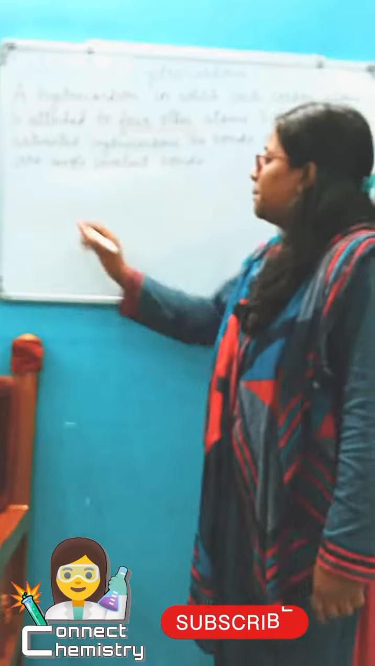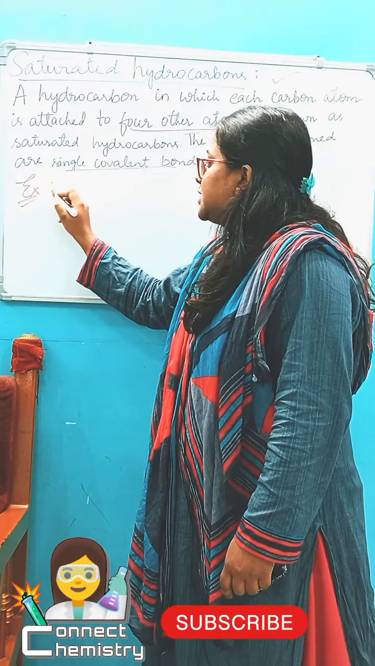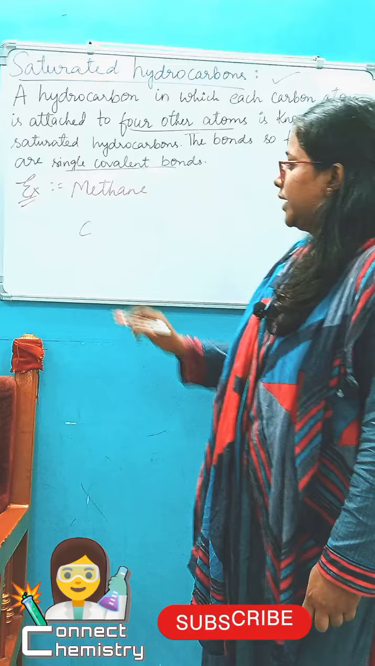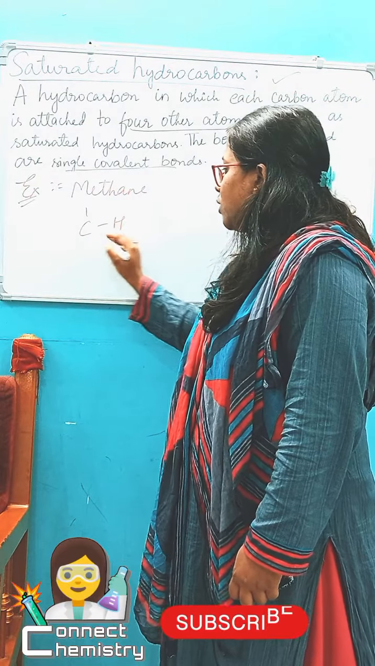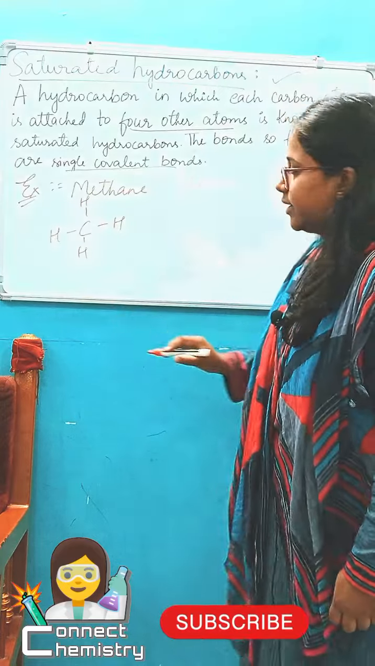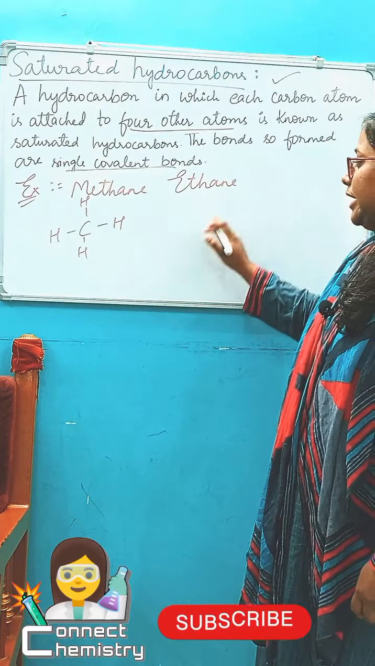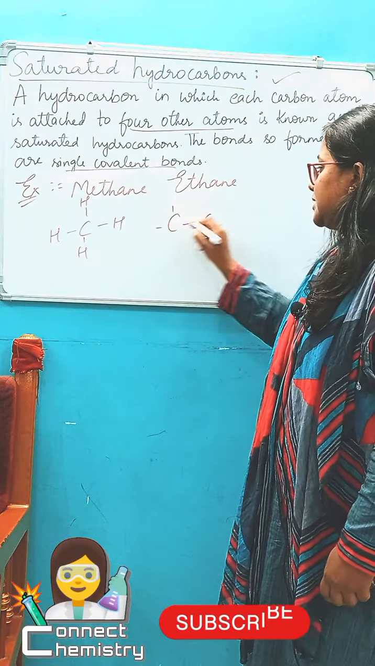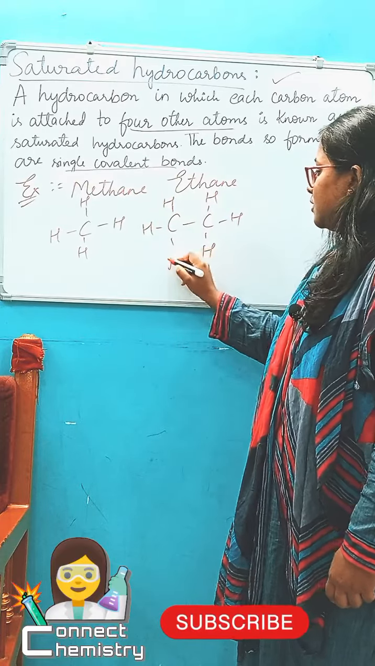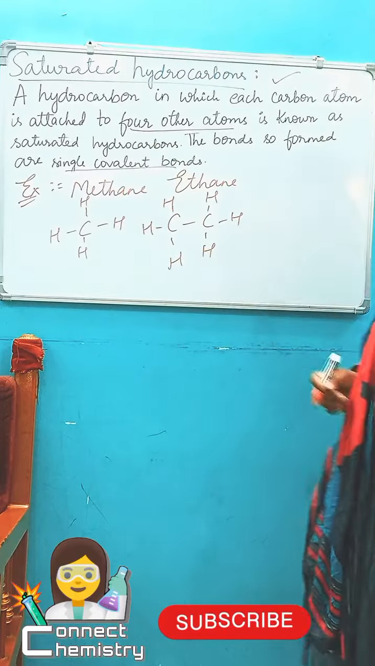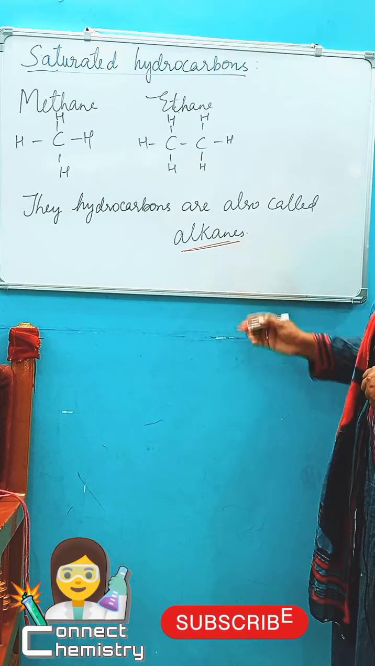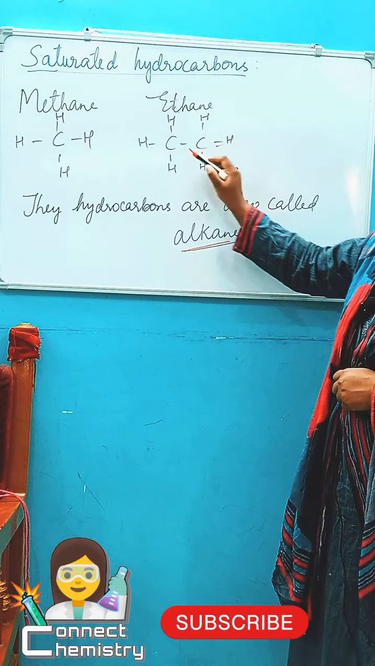Now taking examples, the first example I'll be taking is methane. Methane has one carbon and it is surrounded by four different hydrogen atoms. This is a saturated hydrocarbon. Another hydrocarbon is ethane, having two carbons and surrounded by six hydrogens. So these are the saturated hydrocarbons. These saturated hydrocarbons are also called alkanes. Alkanes are nothing but single bonds.